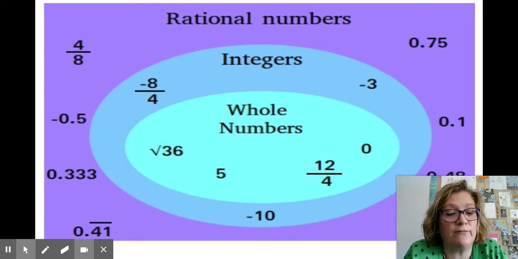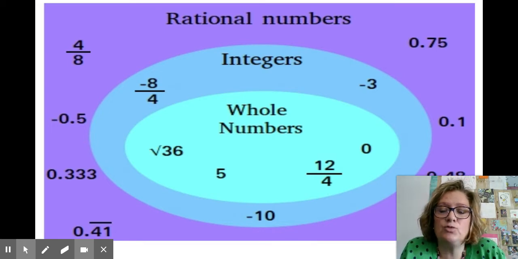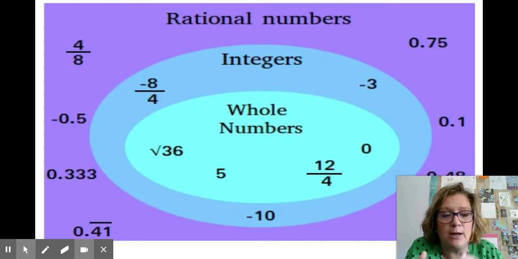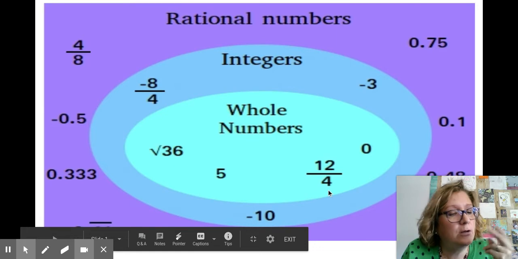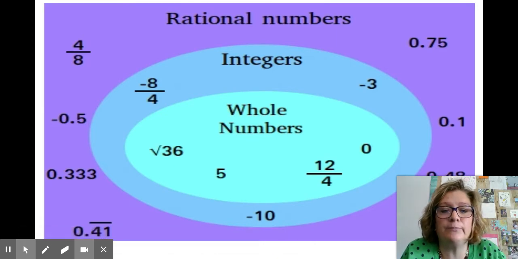This over here, that means when you see that little symbol in front of the 36, that stands for the square root of 36. And when you're asked about the square root of 36, what they're asking is what number times itself gives you 36, and the answer would be 6. So that's why the square root of 36 would be in the whole number category here. Obviously, 5 is a whole number. 12/4, if you divided 12 by 4, you get 3. 3 is definitely a whole number.